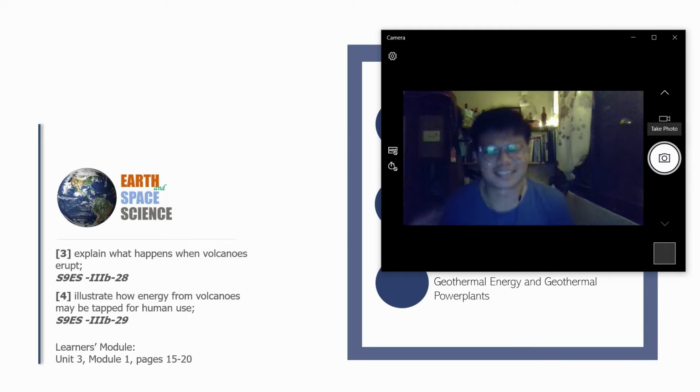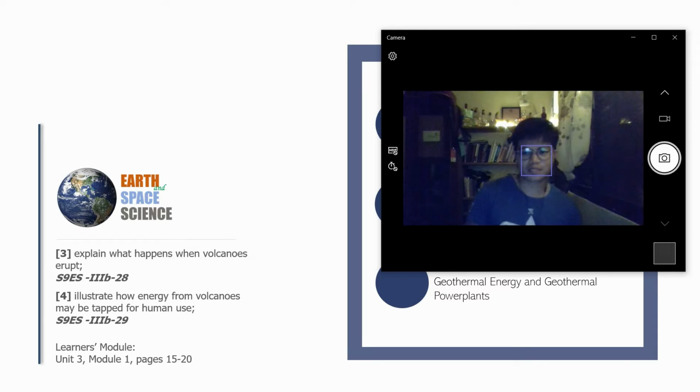In this edition of the Knowledge Catalog, Earth and Space Science, we are going to continue our discussions with learning competencies number 3 and 4. For learning competency number 3, we have explaining what happens when volcanoes erupt. We will continue that with the discussion on illustrating how energy from volcanoes may be tapped for human use.